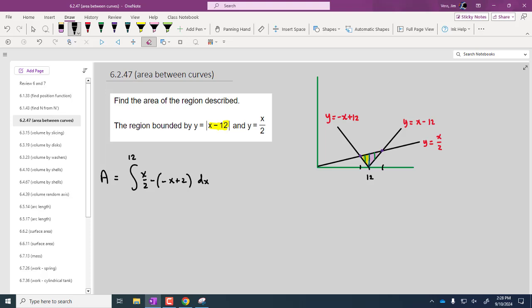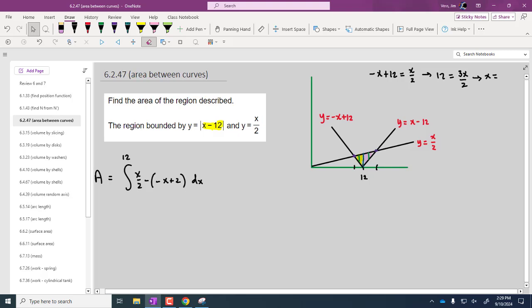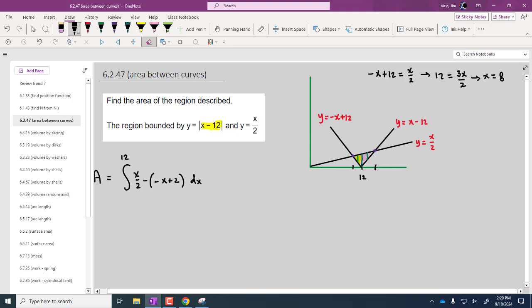So we're going to set negative x plus 12 equal to x divided by 2. Multiply both sides, or do whatever we want to do. We could add x to both sides. So if we add 2 over 2, we're going to get 2x over 2. So we're going to get 3x over 2. And so x will equal 8. So this x value right here is 8. So that's going to be our lower limit of integration.